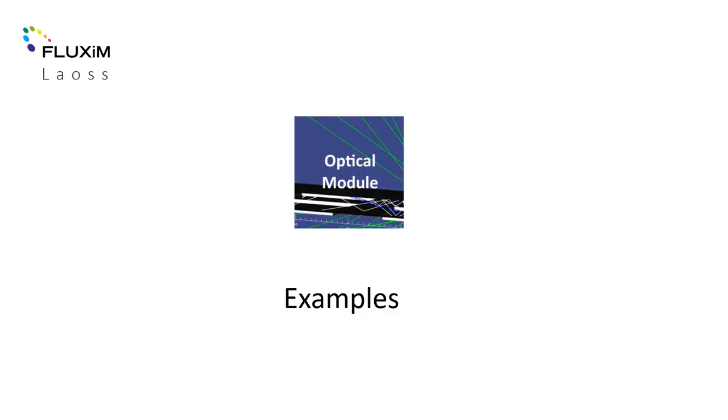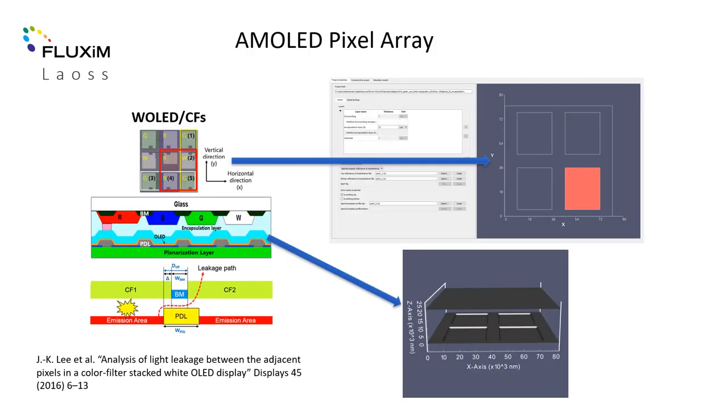Now let's move on to the application examples generated with Laoss Optics. The first example focuses on optical pixel crosstalk. We implemented a similar structure as presented by Lee et al. in Laoss. In order to mimic the full display, we simulate the smallest repeating unit and use periodic boundary conditions.